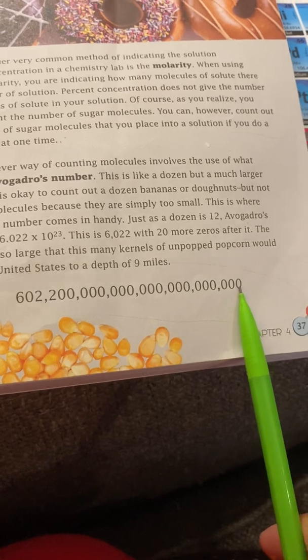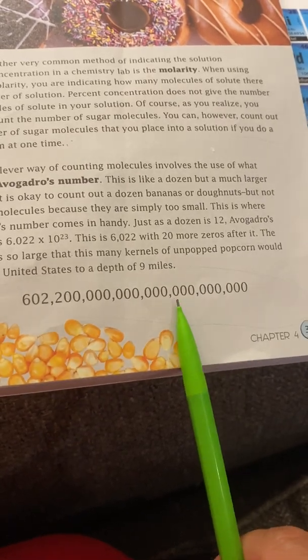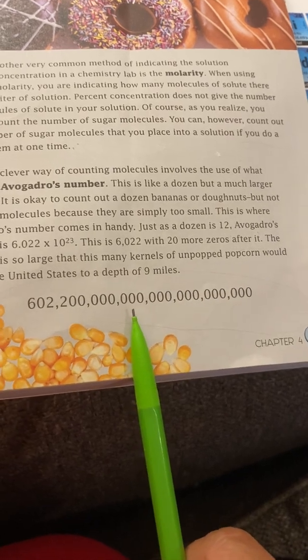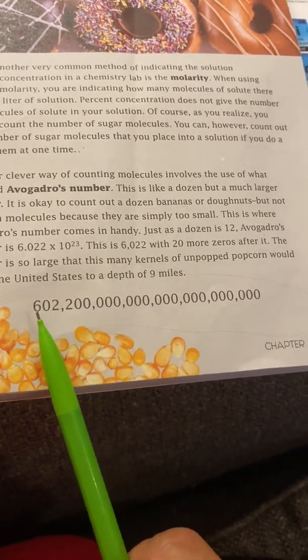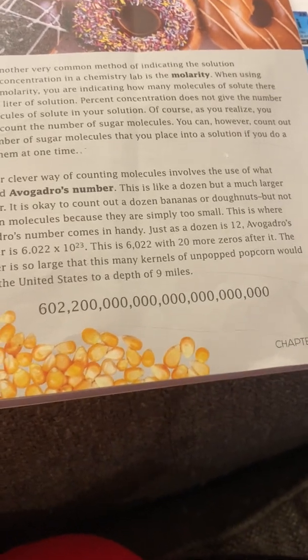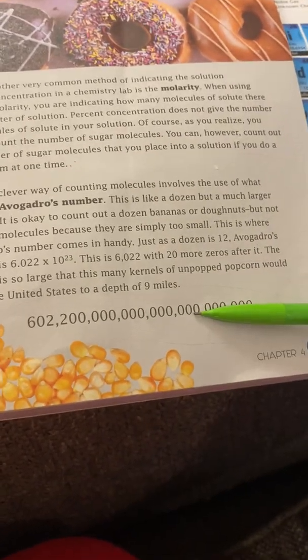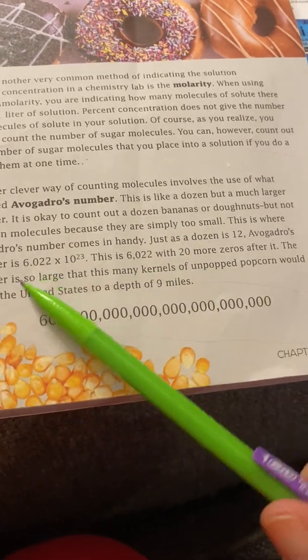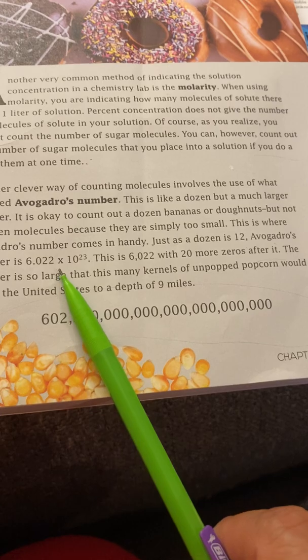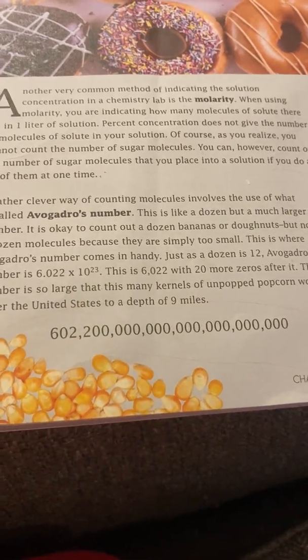Look, this is hundreds, this is thousands, this is millions, this is billions, this is trillions, and so on and so on and so on. This number's huge, y'all. It's incredible how big this number is. And so this number is written in a smaller way, and it's called Avogadro's number, and it's 6.022 times 10 to the 23rd power.